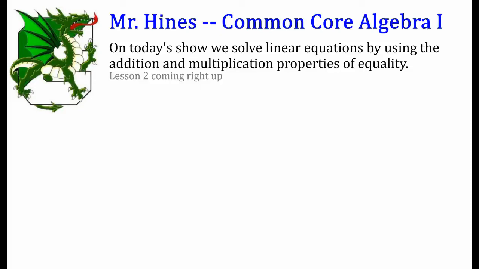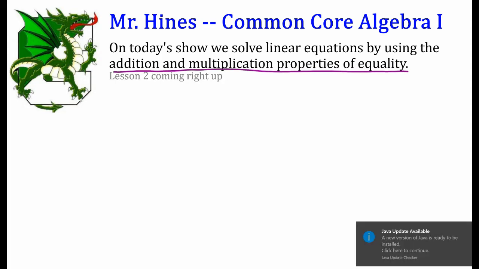Hi everybody. On today's show, we solve linear equations by using the addition and multiplication properties of equality. We learned about these properties in lesson 1, and they basically say I can add the same number to both sides and I don't change the solution set, and I can multiply both sides by the same number and I won't change the solution set. This should mostly be review from 8th grade and 7th grade solving of equations, but it's good for us to spend a day on it because it's an important skill to have.